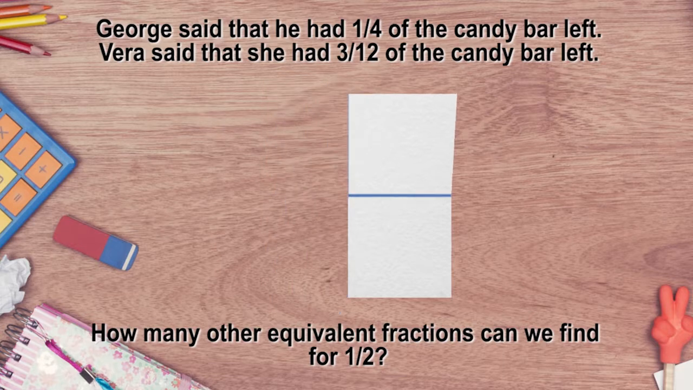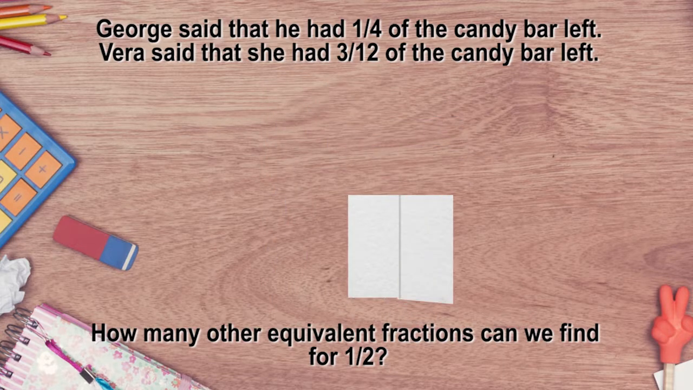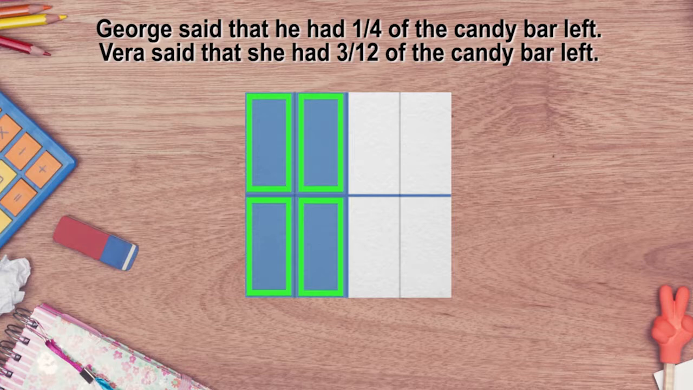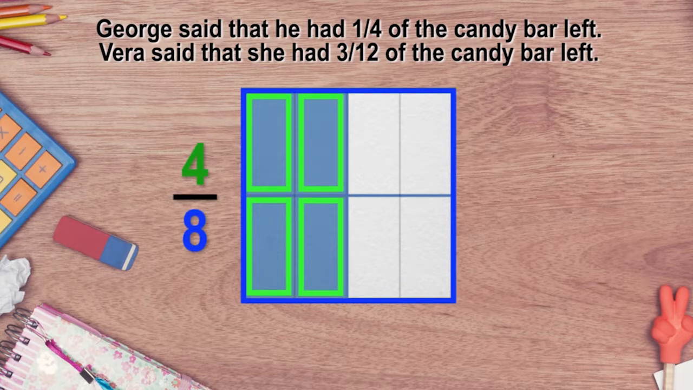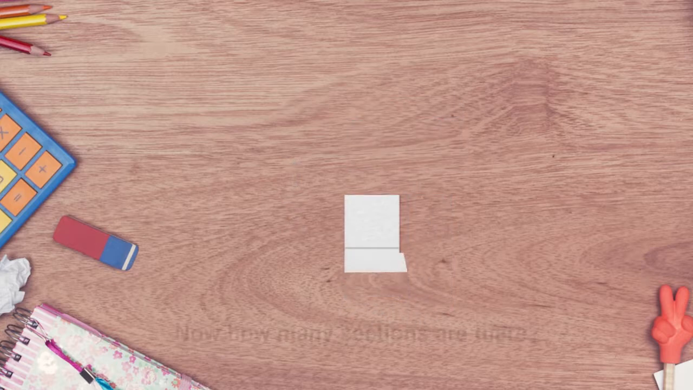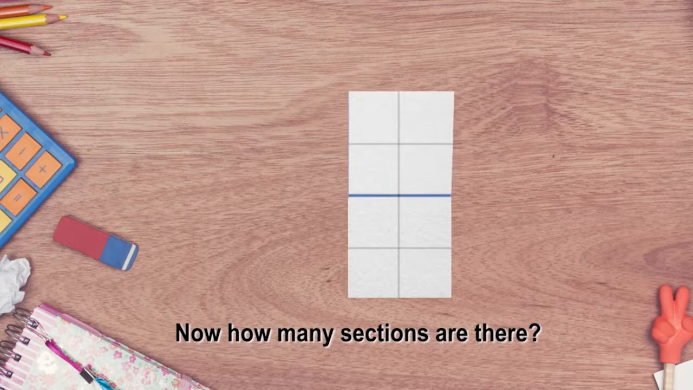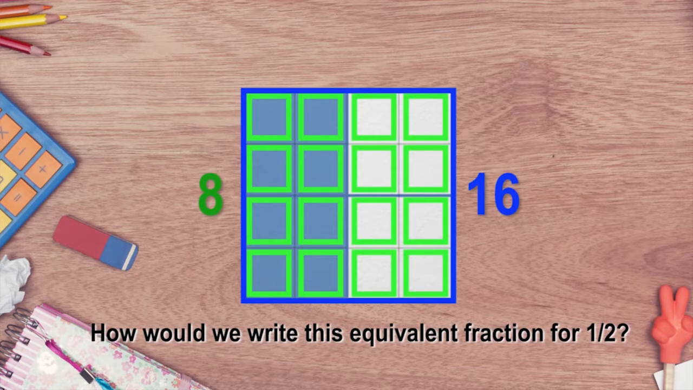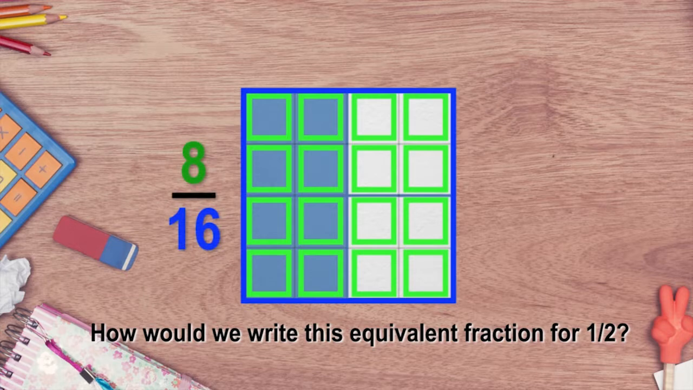What happens when we fold our paper model one additional time? Now our model shows 8 equal sections, and how many of the sections are shaded? Another way to name this equivalent fraction is 4 shaded parts out of 8 total sections, or 4/8. What do you think will happen if we fold our model an additional time? Now how many sections are there? It looks like 16. How many are shaded? It looks like 8. How would we write this equivalent fraction for 1/2? 8 out of 16 total sections, or 8/16.